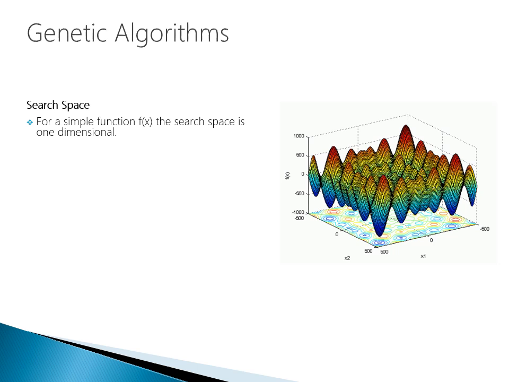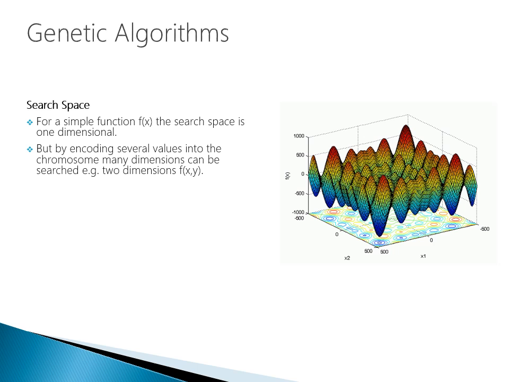Well, this topic of the search space, so this is the function that we're trying to determine with our genetic algorithms. In many instances, a simple function of this, represented by f of x, is one-dimensional. But by encoding several values into the chromosome, many dimensions can be searched. So instead of having just a simple one-dimensional approach, we can have a two-dimensional approach. The search space can be visualized as a surface or fitness landscape in which fitness dictates the height. So it's the peaks in this space that we're interested in, because the fitness is the height in this case.